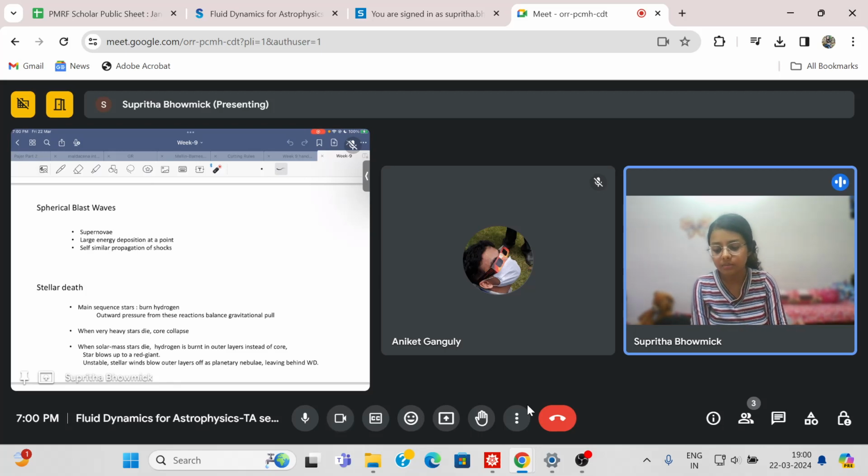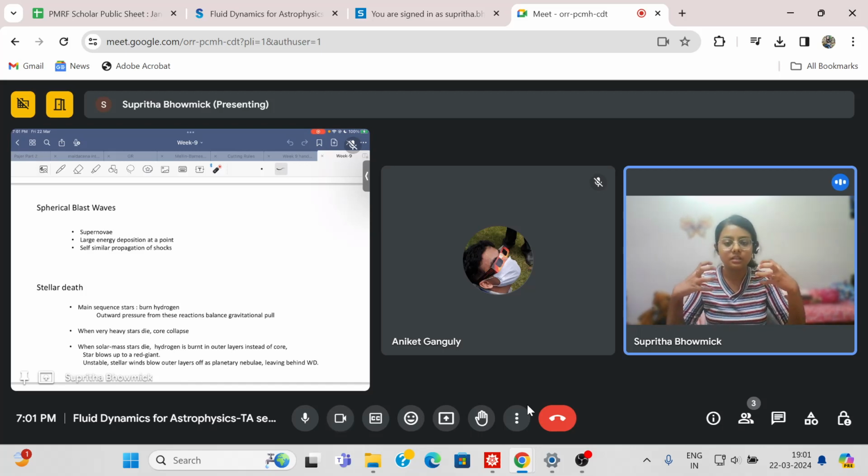So one of the important astrophysical contexts of spherical blast waves is, of course, supernovae. These are essentially a result of a large amount of energy deposition, and it's assumed that this large amount of energy is deposited at a point, and then once this energy is transferred to shock waves, it propagates out. These shock waves propagate out in a spherically symmetric manner, and these are assumed to be self-similar profiles. Self-similar in the sense that at different times, these shock shells basically have the same profile. They're just scaled versions at different times.